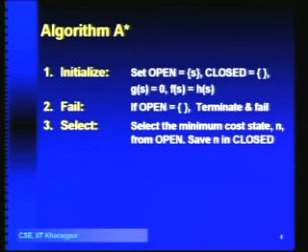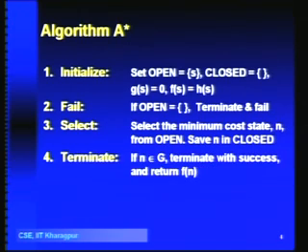Then again we select the minimum cost state n from open and save n in closed, but here when I refer to cost, I am referring to Fn. So, look at the f values of all the states in open and pick up the one which has minimum f value. I will work out an example for this algorithm to make this clear. Then step 4 is terminate. If n belongs to the goal set, terminate with success and return Fn.